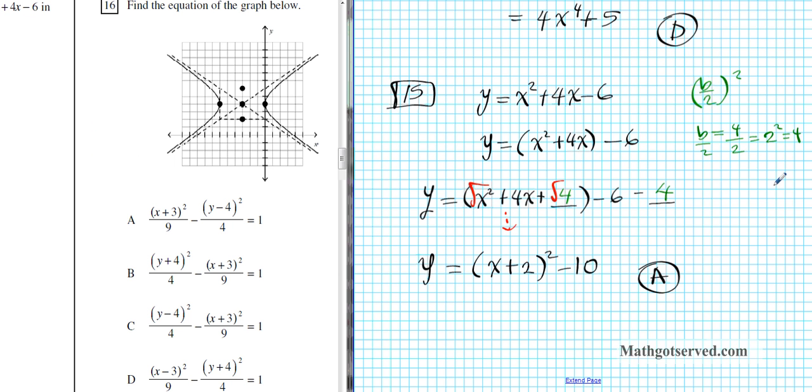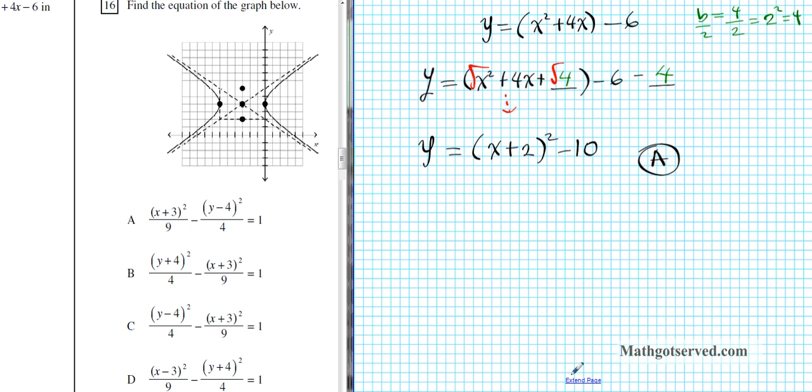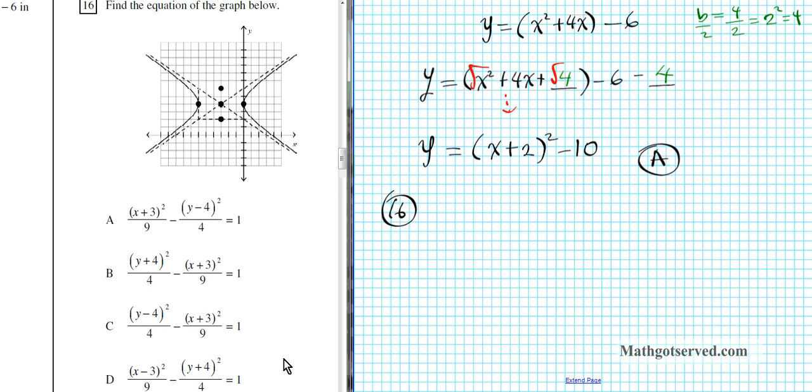All right, let's take a look at question 16. For 16, we have the graph of a hyperbola, and we're asked which of these equations is for the hyperbola. Now we can use a process of elimination to narrow down our options. Since it opens in the x direction, left and right, that means that y has to be negative.